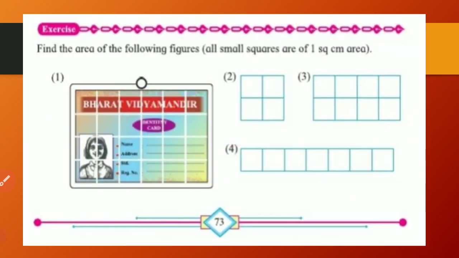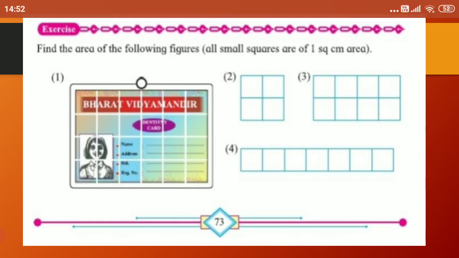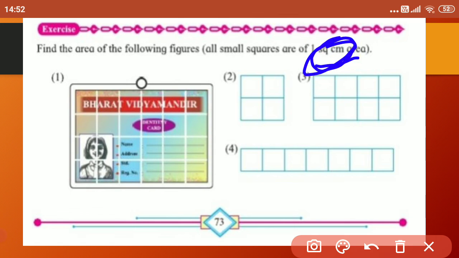Now let us do the exercise. Find the area of the following figure, and all are given in small squares and they are of 1 square centimeter area. Now you have already understood the unit is square centimeter, square meter or square kilometer. This is the unit. Understood? Don't forget to write it there. Now let's see the square here in this card. Now you tell me how many squares are there.